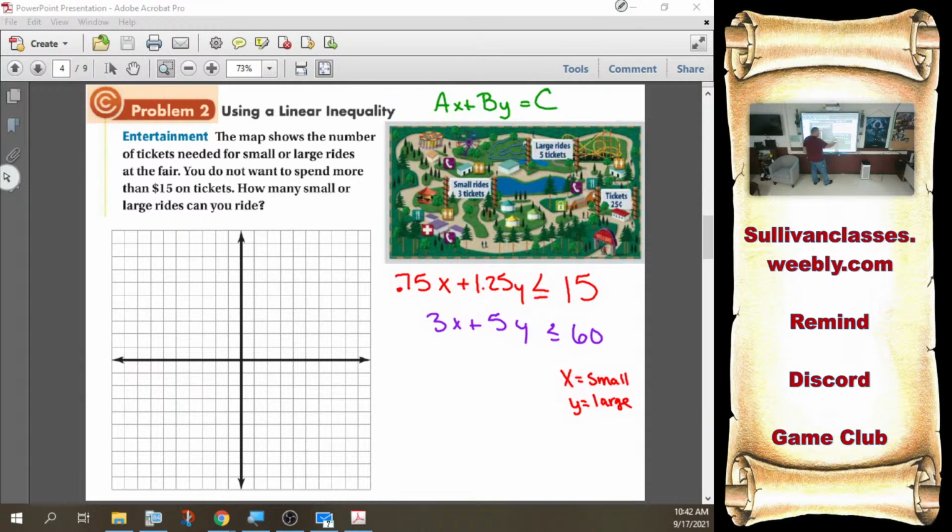Oh, here was your number of tickets that you used. 3 tickets every time you ride the small rides. Okay. So I'm going to change that up and instead say X is number of small rides. Y is number of large rides, sorry.